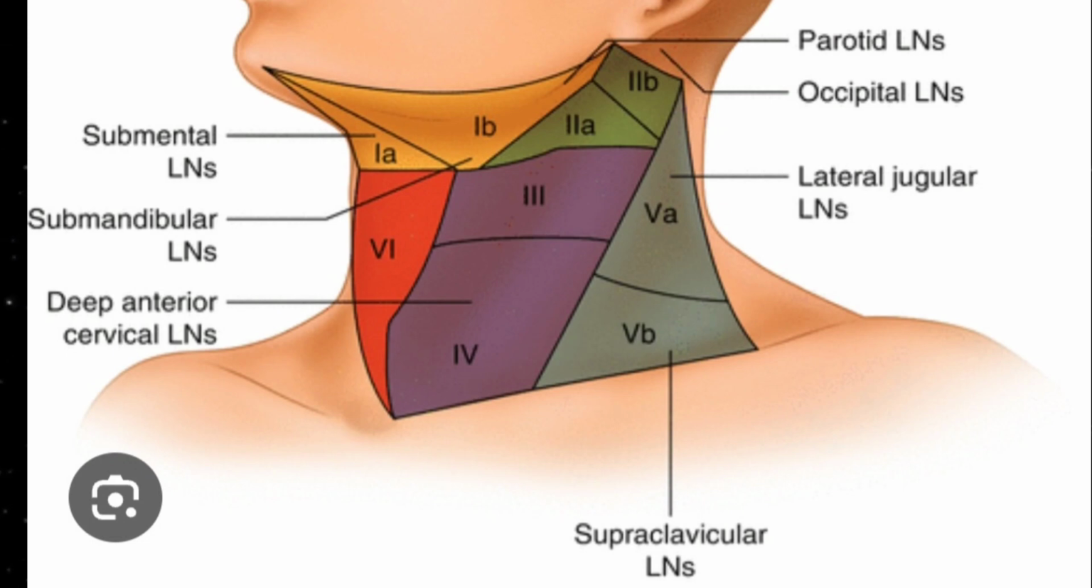Cervical level 3 and cervical level 4 are called the deep anterior cervical lymph nodes. Now focus on the posterior aspect. You will see 5A and 5B. 5A denotes the lateral jugular lymph nodes, and 5B the supraclavicular lymph nodes, especially if on the left side the supraclavicular lymph nodes are enlarged, you must suspect carcinoma of the stomach. So all these levels are very important.